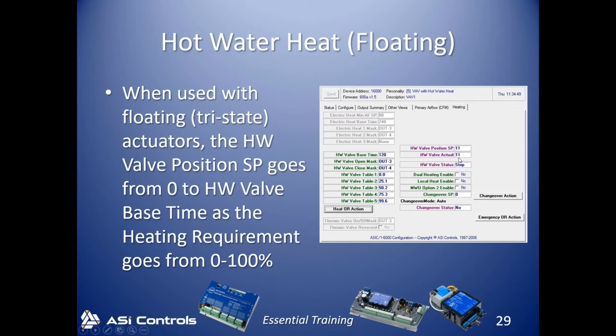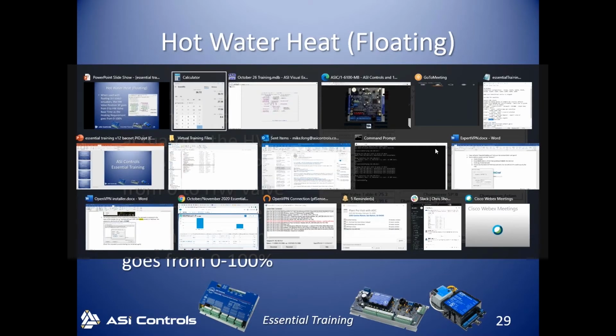On reset, we're going to drive the valve closed for the full base time to make sure we start from a fully closed position. The hot water valve position set point will be the calculated position in seconds. The hot water valve actual will be where we think the valve currently is in terms of seconds. It's going to turn on the open output 3 if the actual position is less than the desired set point, and it will close the valve if the actual position is higher than the desired set point. So I'll make that change now.